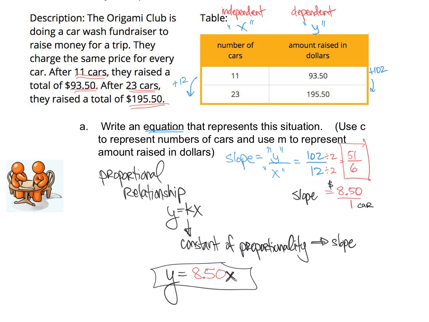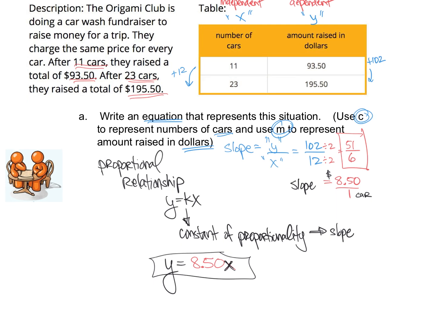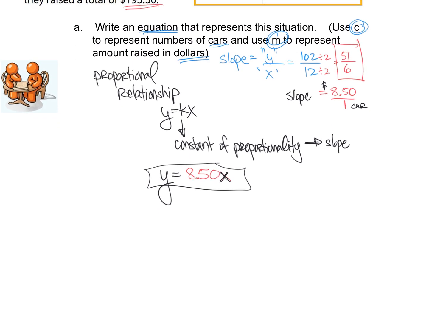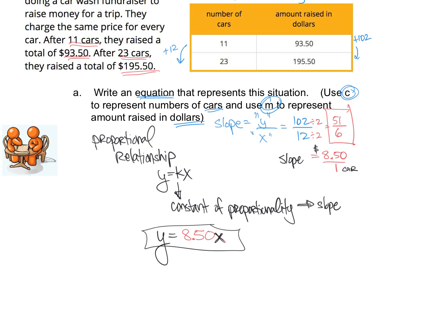So the one thing that we need to look at also is notice how they want us to use C for the number of cars and M to represent the dollars. So let's put that piece of information in there too. So C was the number of cars. Cars was which value? Oh, that was X. So I can have it as equals 8.50. C was the X, so let's put C in there. And then Y was the dollars, so I can say dollars.